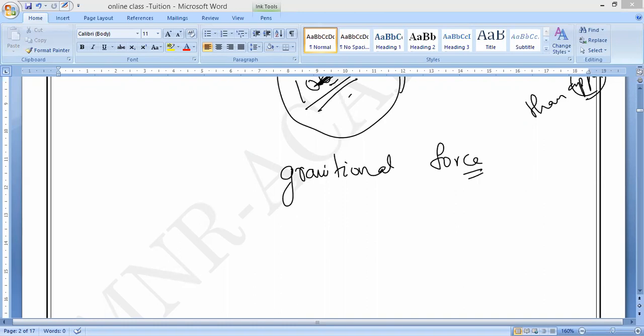Sir, can you repeat from the first? The masses of the objects, if the masses of the objects are small, then the gravitational force between them is very small, which cannot be detected easily. Understand? Please respond.